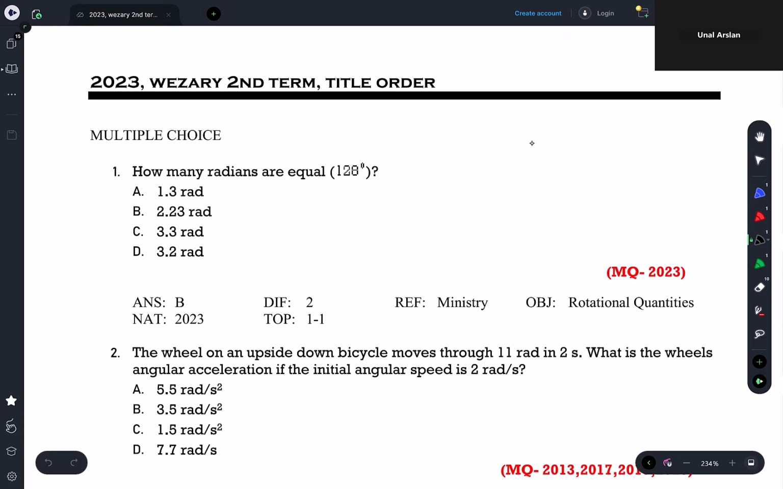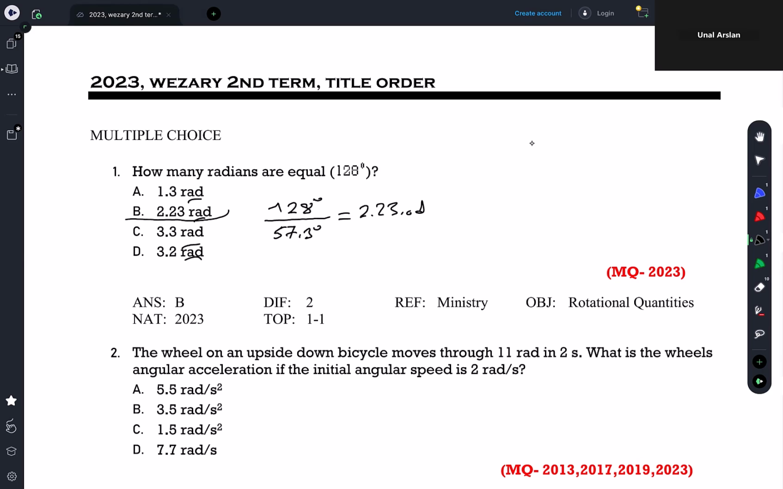How many radians are equal to 128 degrees? To convert degrees to radians, we can have multiple ways, and for this question, the simplest way is dividing 128 degrees by the definition, the measure of 1 radian. 1 radian is 57.3 degrees. So when we divide them, we will get the correct answer. 128 divided by 57.3. Answer is 2.23 radian. So B is the correct choice.